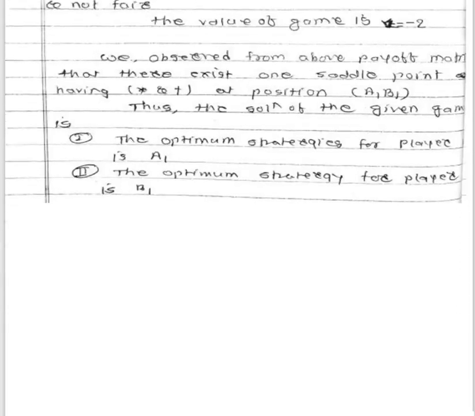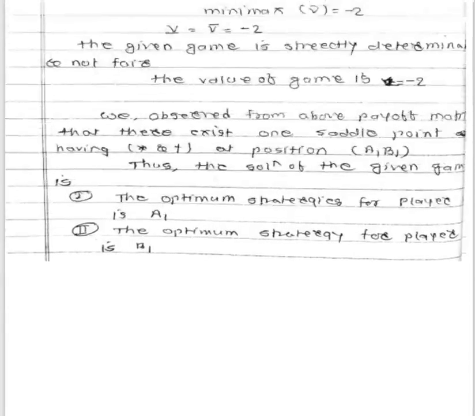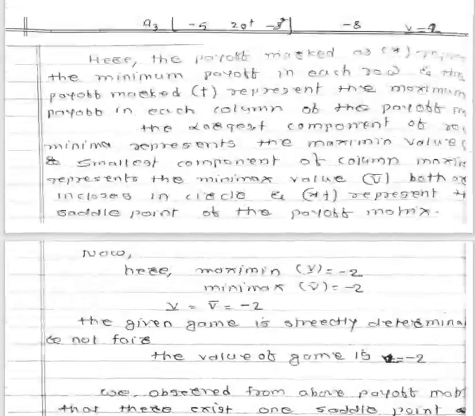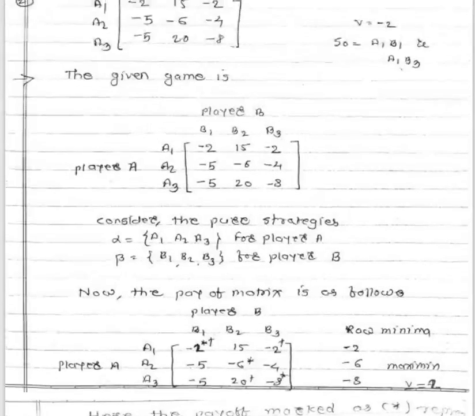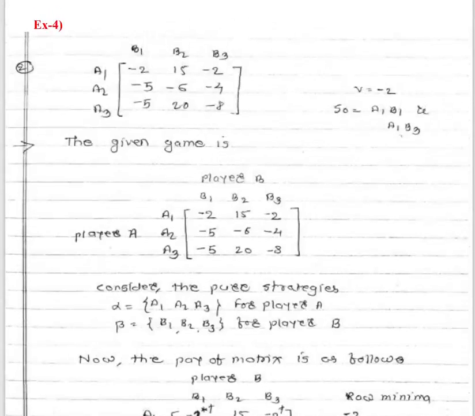In this lecture we have seen how to find the saddle point in a given payoff matrix, and then how to find whether the given game is strictly determinable or not, fair or unfair. In the next lecture we will see more problems on this topic.